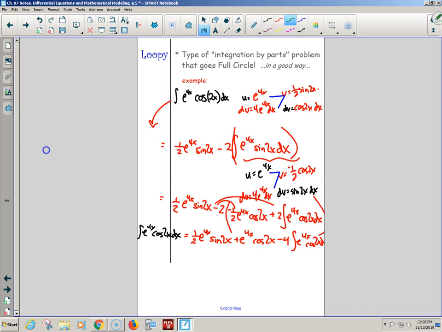It's impossible. You will loop and loop and loop. Use the loopiness to your advantage. 1 plus 4 is 5. Bye, guys.